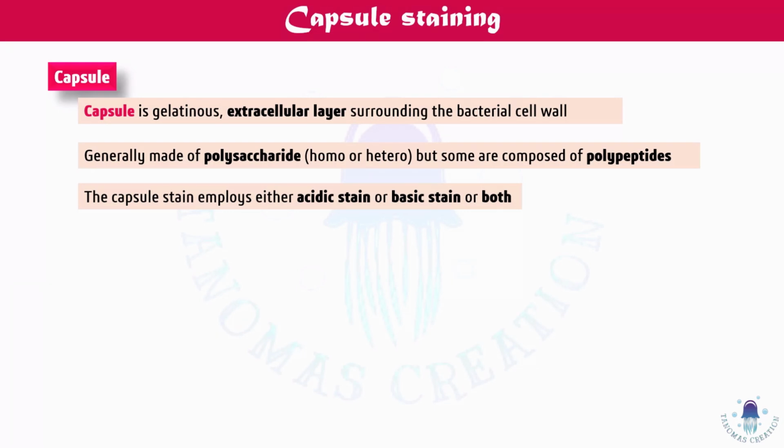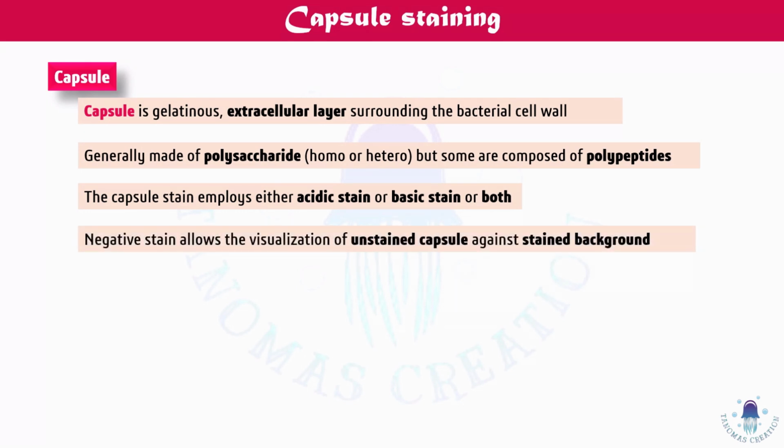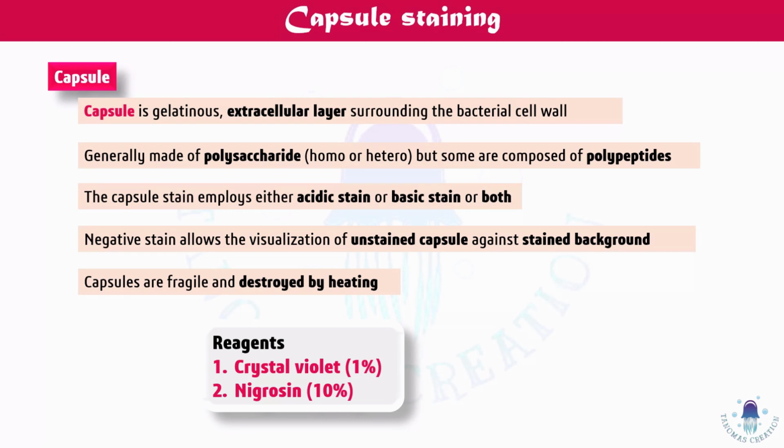Capsules are very poorly stained with general staining reagents, so this implies using an acidic stain, a basic stain, or both. The negative stain which we use in capsule staining allows the visualization of the unstained capsule against the stained background, right? Since these capsules are very fragile in nature, they are destroyed by heating. Therefore, the heat fixation step is avoided in this method. The reagents used in this staining method are crystal violet 1% and nigrosin 10%.